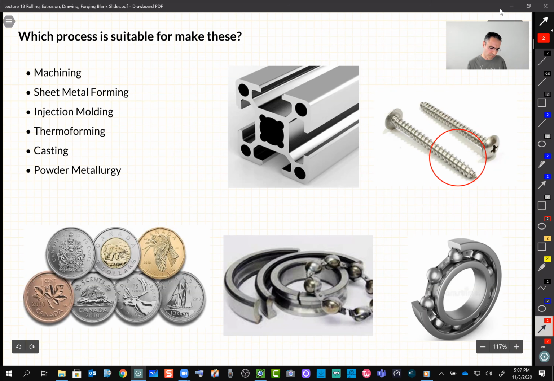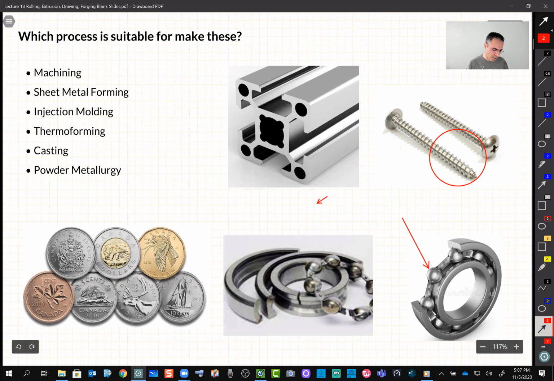And if we look at the ball bearings, just the ball itself, to make this nice sphere, of course, no CNC machine can do that. Maybe we can use powder metallurgy or maybe casting. However, the process is not fast enough or cheap enough to make thousands of these balls in a short period of time.